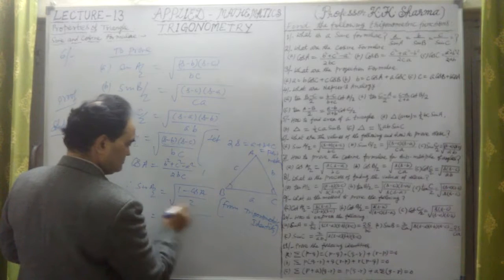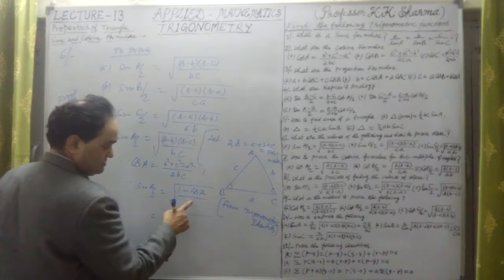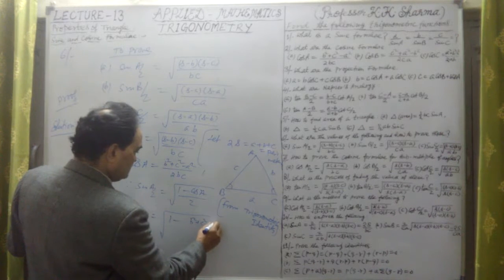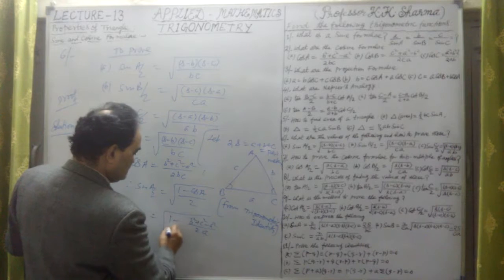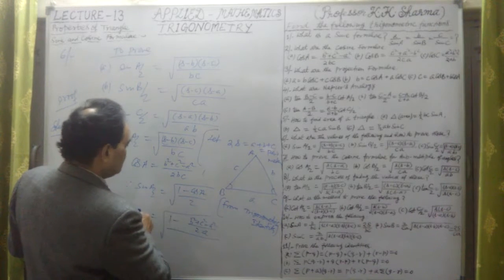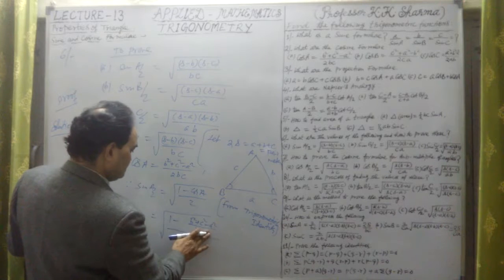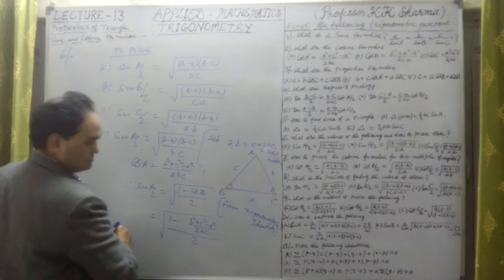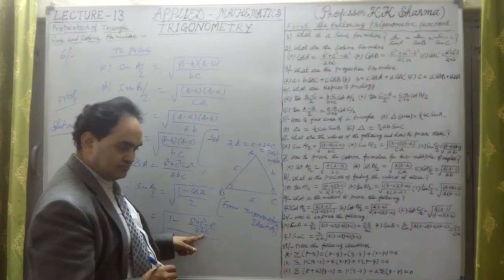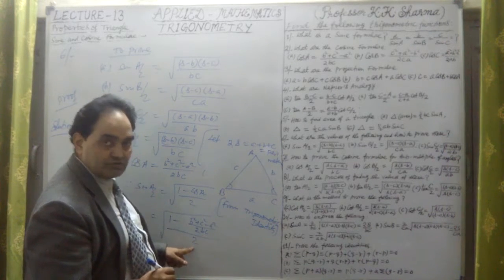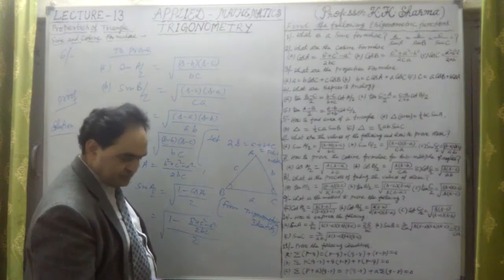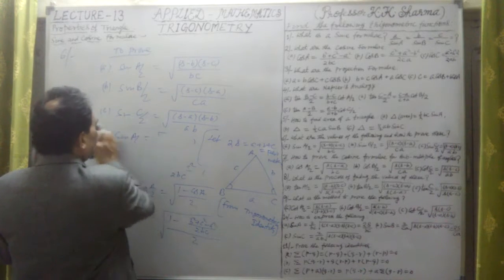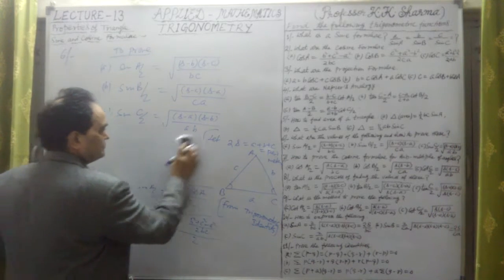This will give us 1 minus cos a. Cos a, this full value, is b square plus c square minus a square upon twice bc, whole divided by 2. So if I take the LCM, twice bc will come here in the denominator multiplied with 2, making 4 bc. Now let me solve it here. So I am solving it here.